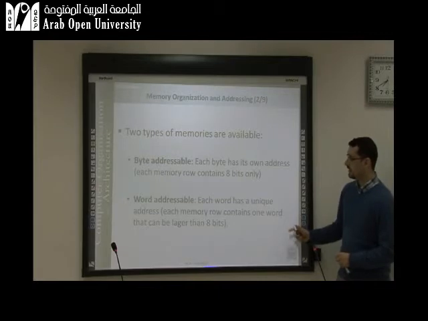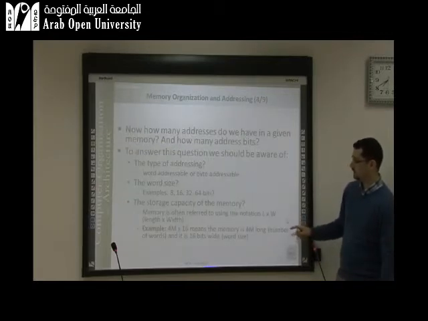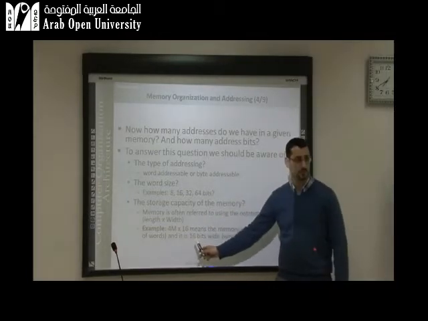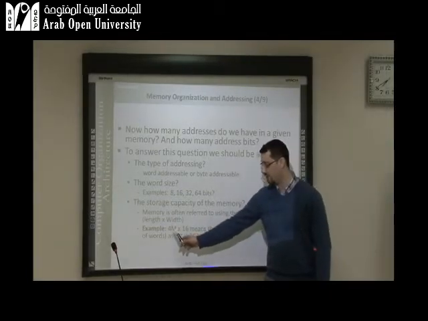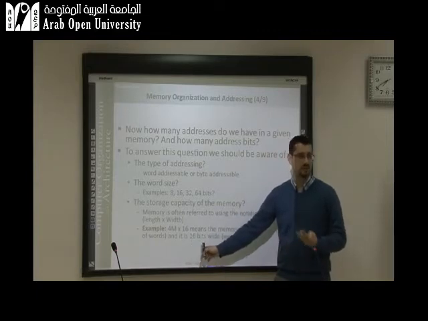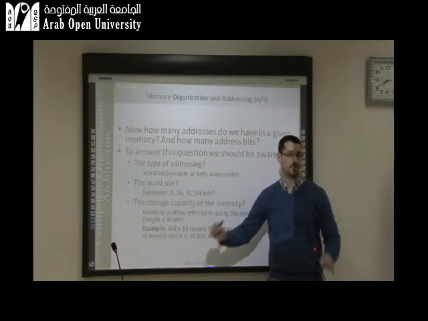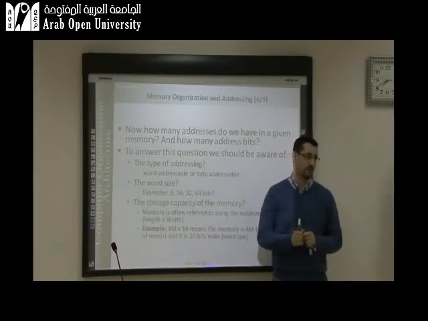Typically, if you want to represent a memory, let me show you just one example. We will express it like that: we have a 4 meg times 16 memory. What does this mean? That we have 4 mega lines, and 16 is how many bits per line we have.